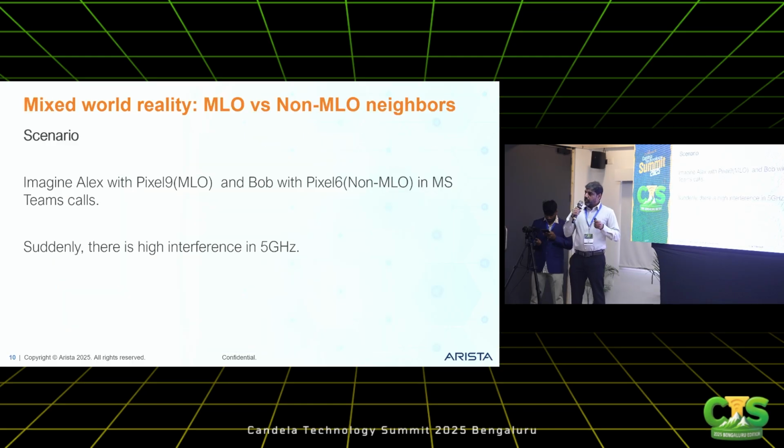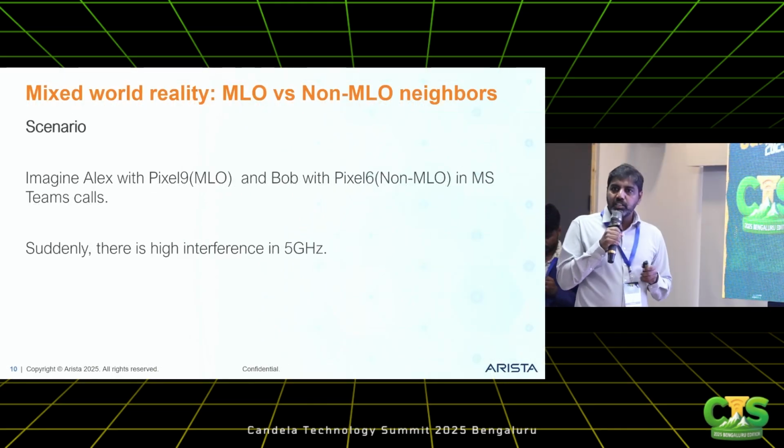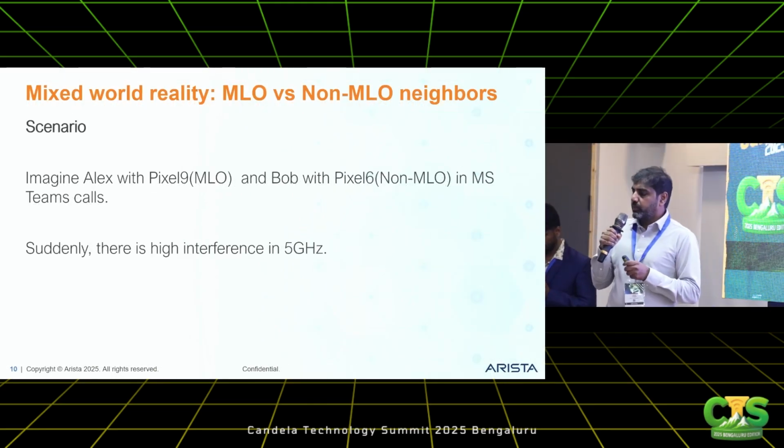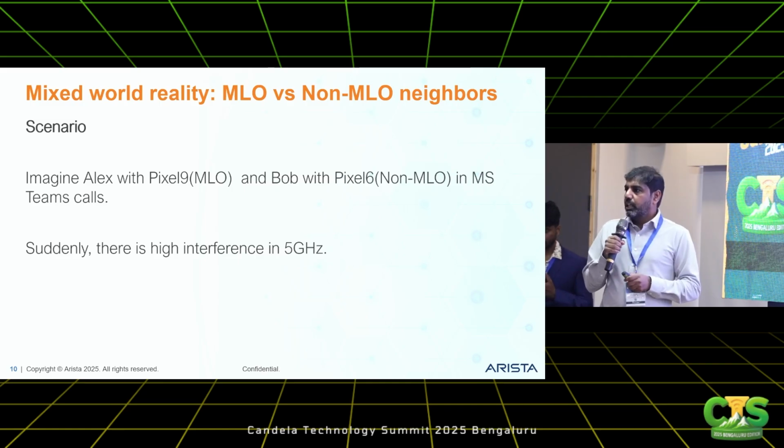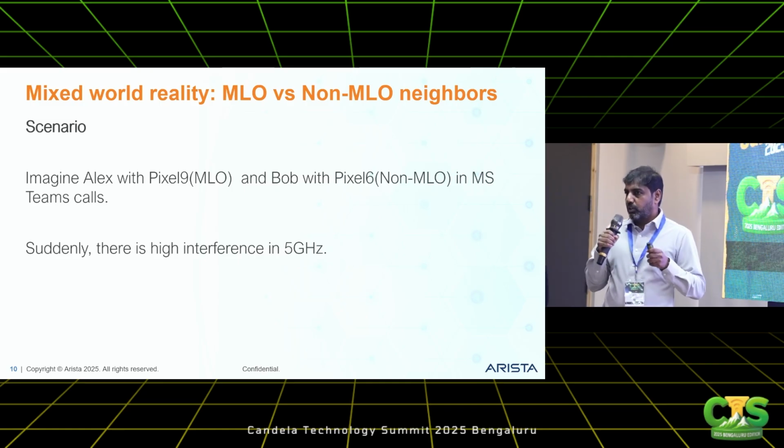Let's take a practical case. In a mixed world, you would have Wi-Fi 7 and non-MLO clients coexist. Imagine a case where Alex has an MLO client and Bob has a non-MLO client. They are doing a Teams call, right? Everything goes well, the call goes fine.